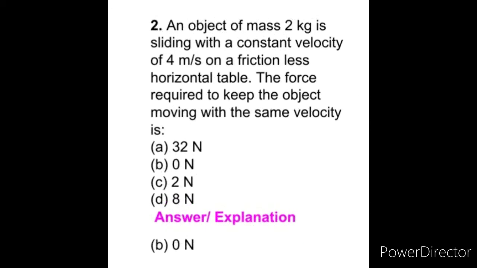Question 2. An object of mass 2 kg is sliding with a constant velocity of 4 meter per second on a frictionless horizontal table. The force required to keep the object moving with the same velocity is A. 32 Newton, B. 0 Newton, C. 2 Newton, D. 8 Newton. Answer is B. 0 Newton.